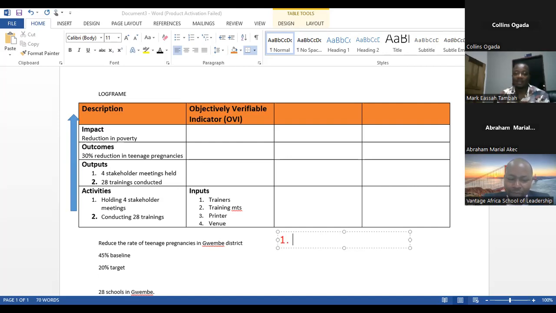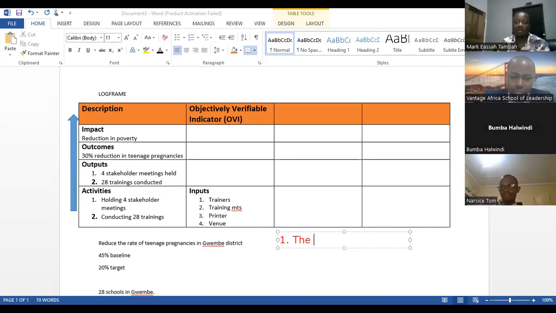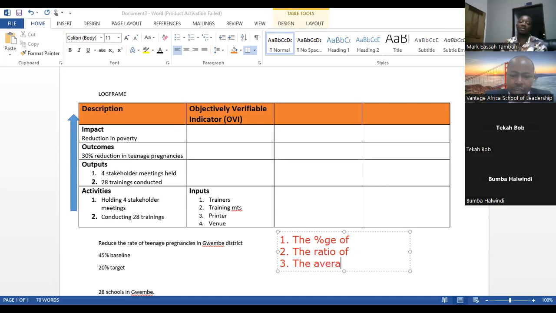Go ahead. An indicator can be a percentage. So it can be a ratio. It can be an average. The percentage of. Number two, the ratio of. Number three can be an average. The number of. And then the number of.